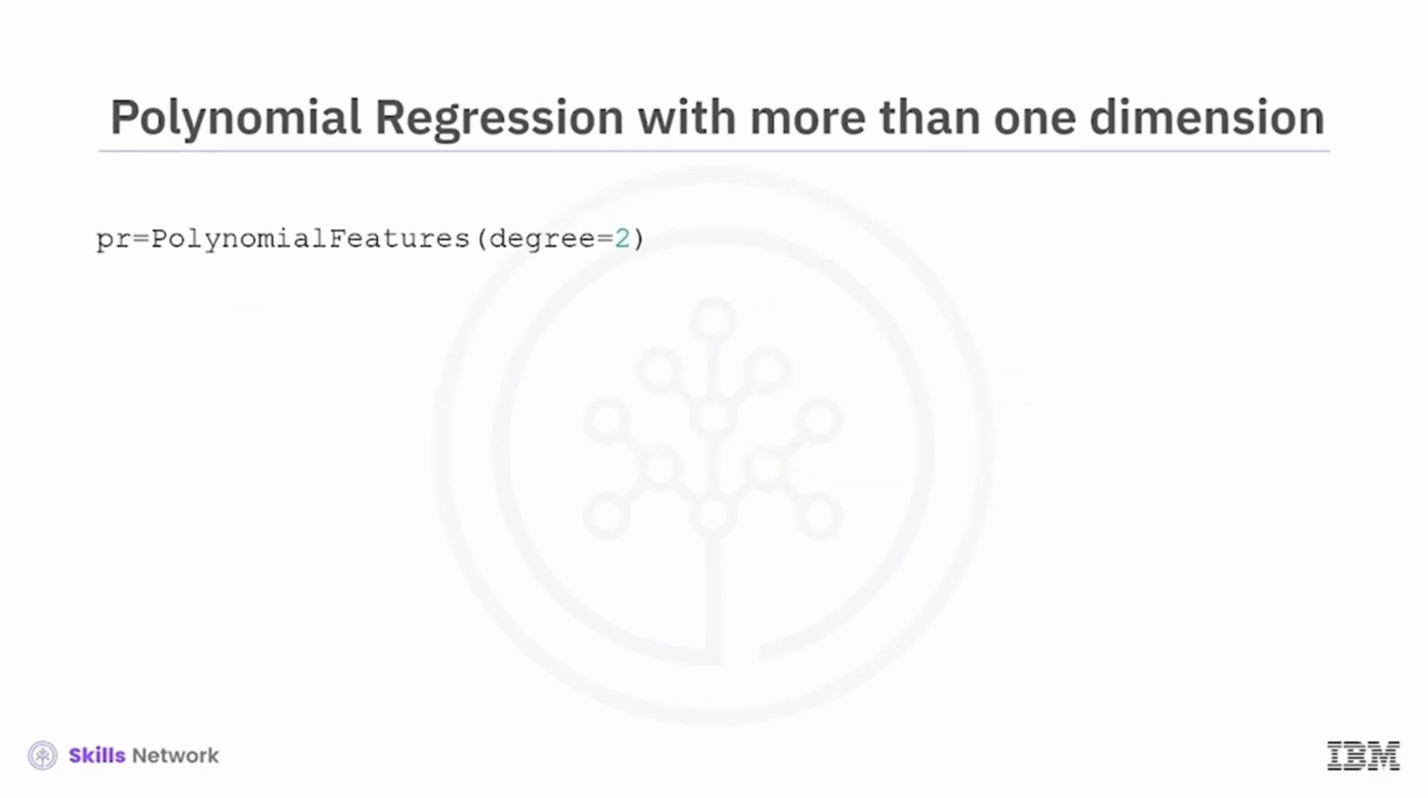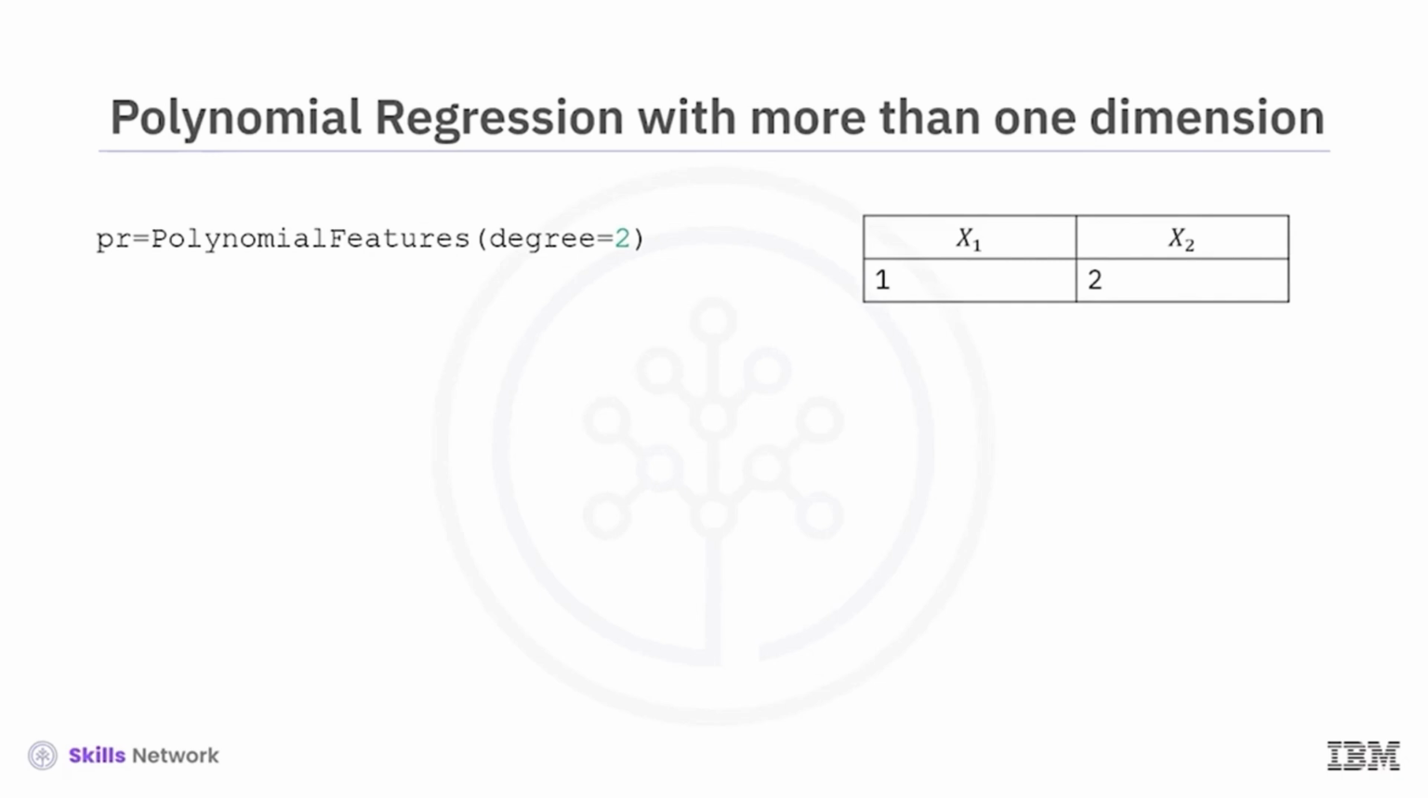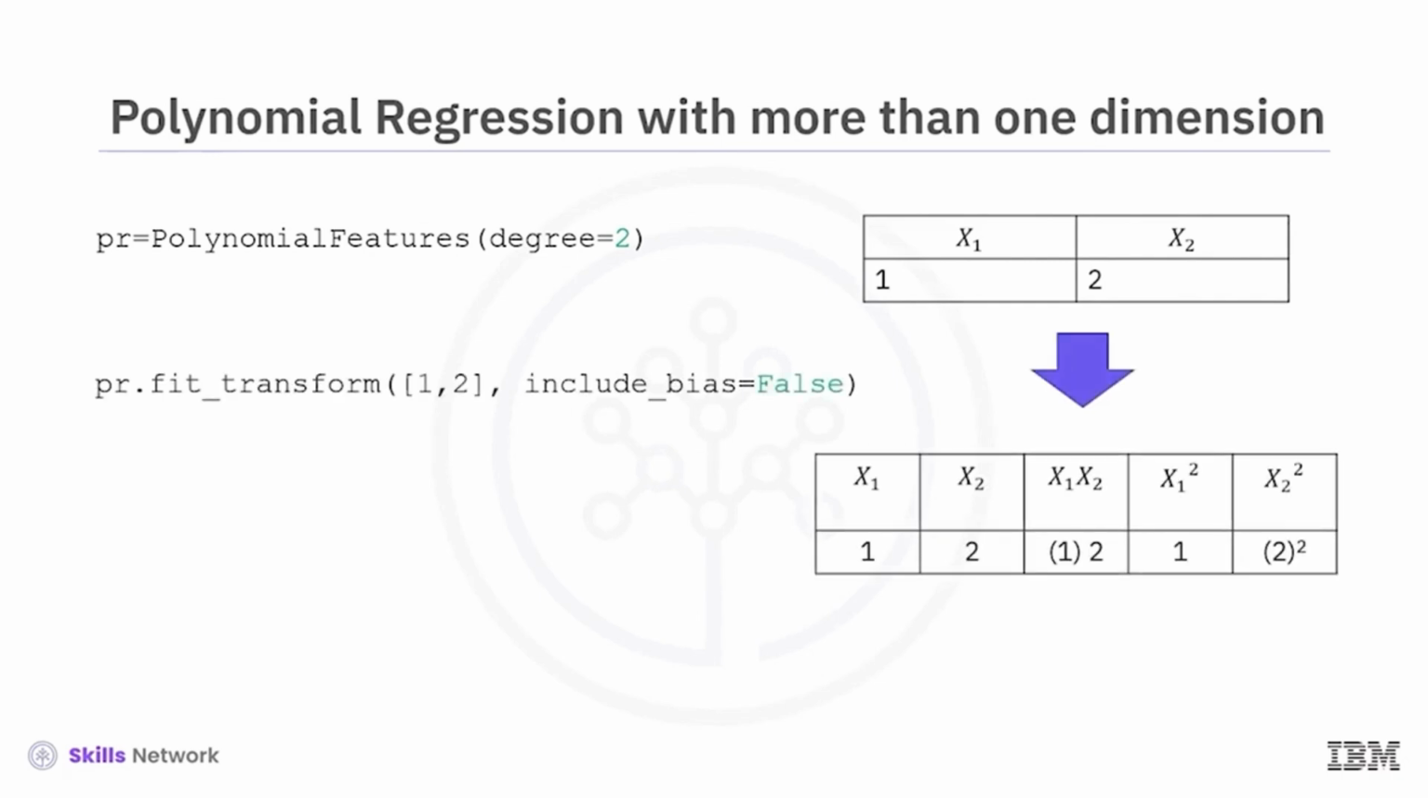Let's do a more intuitive example. Consider the features shown here. Applying the method, we transform the data. We now have a new set of features that are a transformed version of our original features.